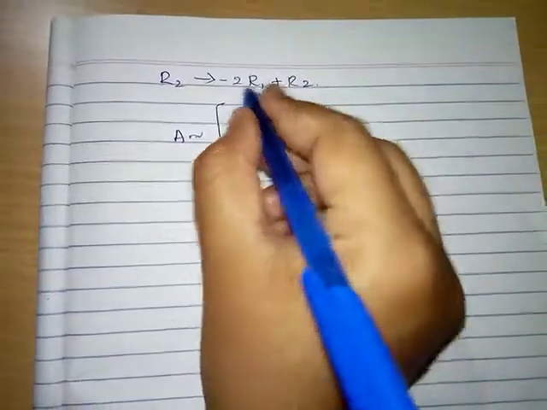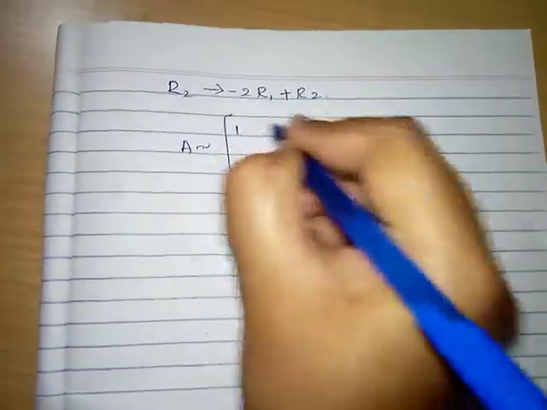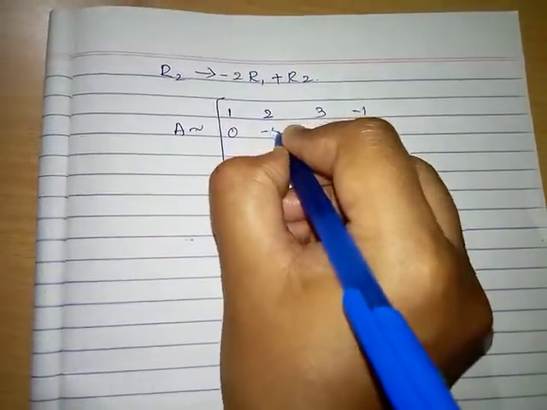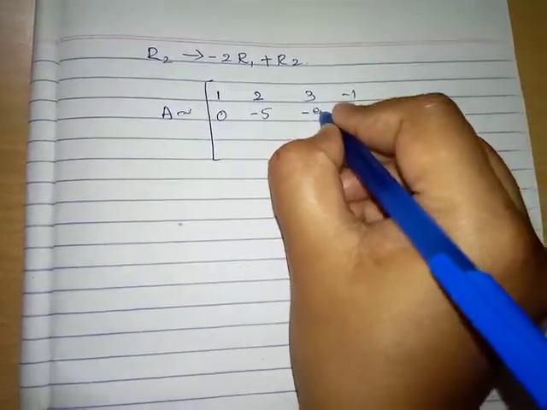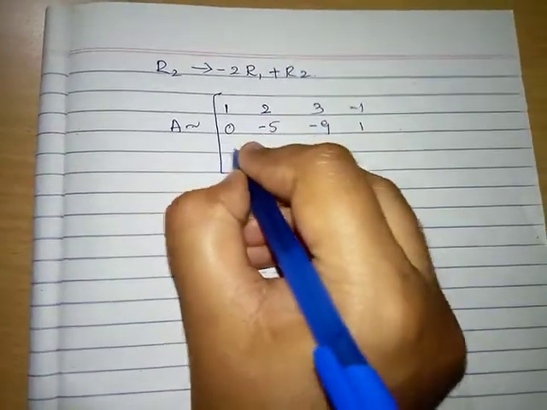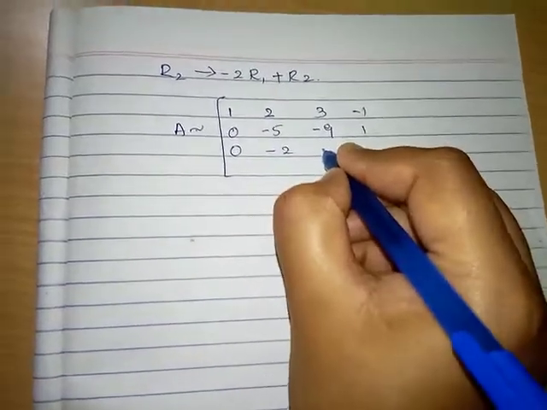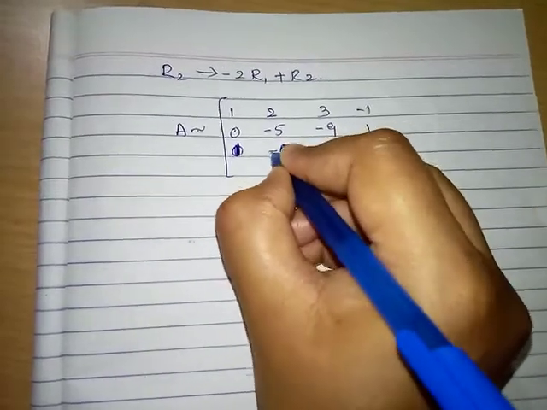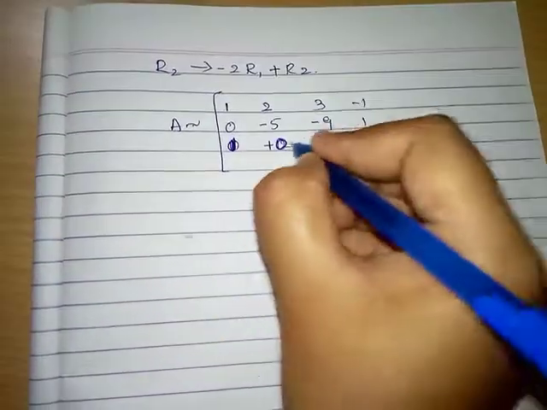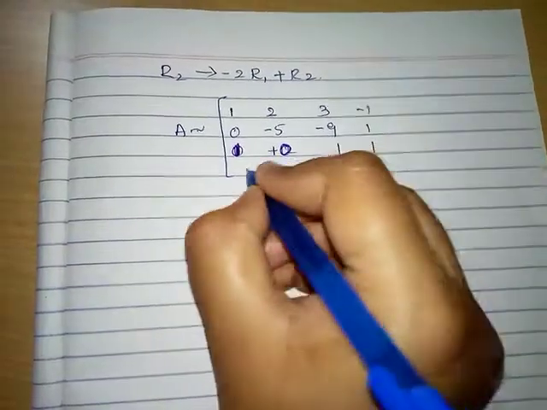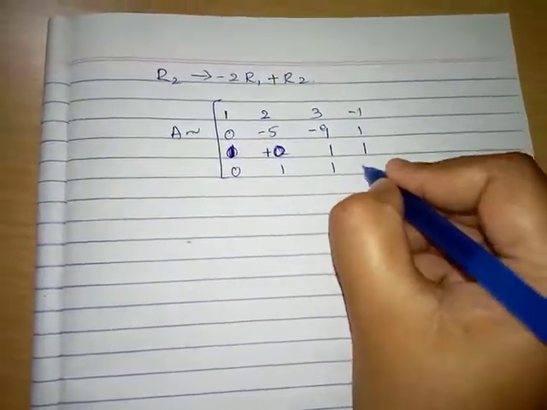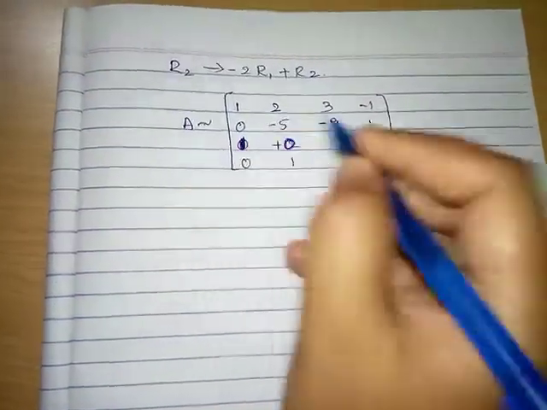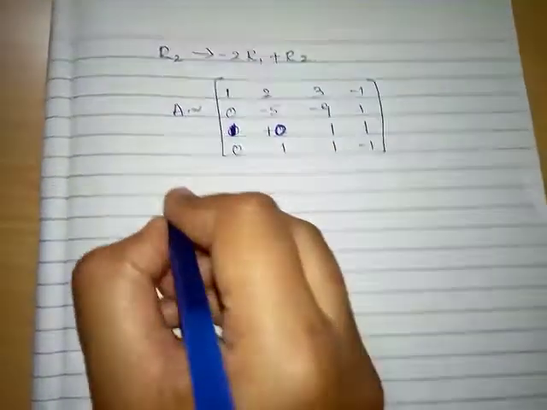Next, after applying this transformation, write the first row as it is. 0 minus 5. I will write the elements directly. You know how to calculate this one. Sorry, third row here we have 1, this is 0 plus 0 1 1 0 1 1 minus 1. This is the matrix after this transformation.